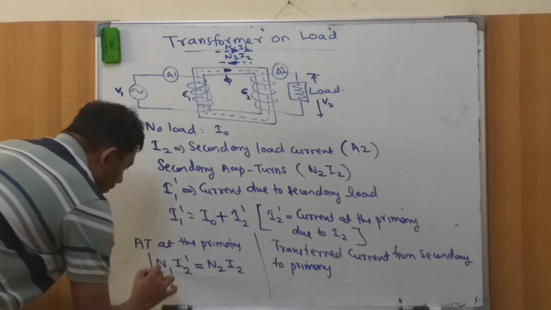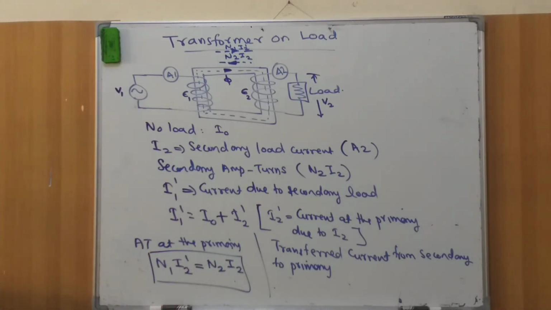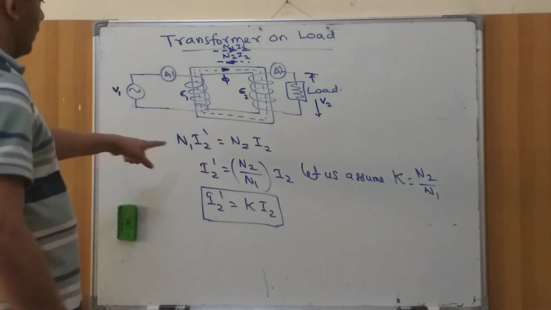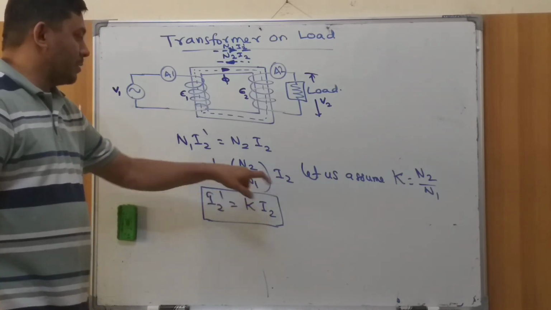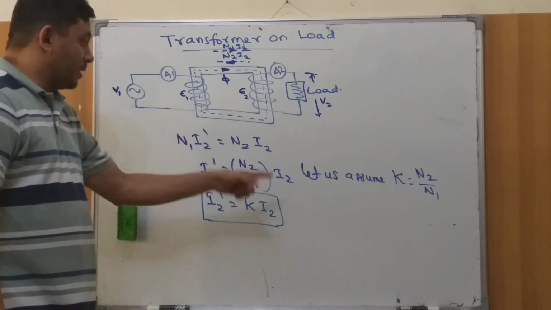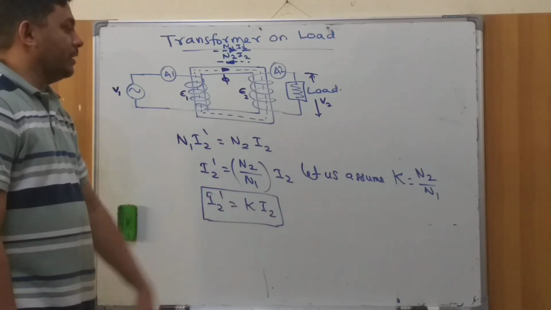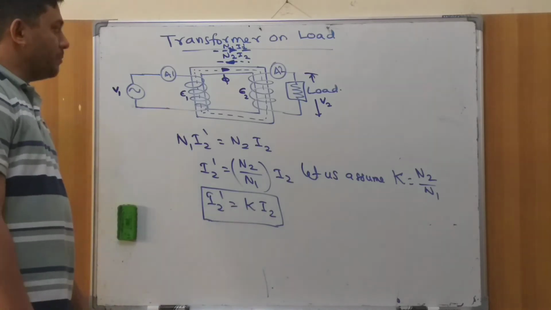So this is an important thing. N1 I2 dash is equal to N2 I2. So here N1 I2 dash is N2 I2. You can calculate I2 dash as N2 by N1 times I2. And we are assuming that the value of N2 by N1 is K. Therefore, I2 dash is equal to K times I2.